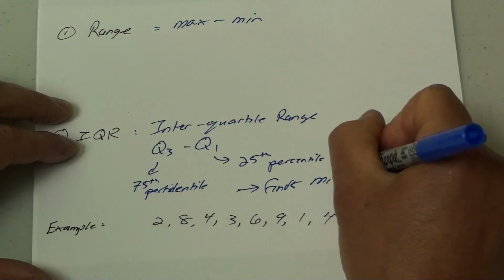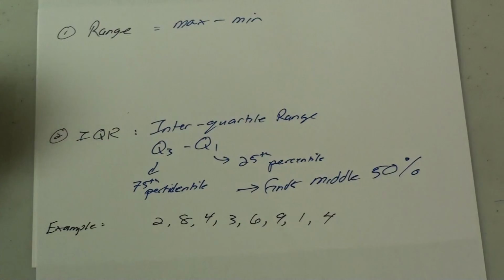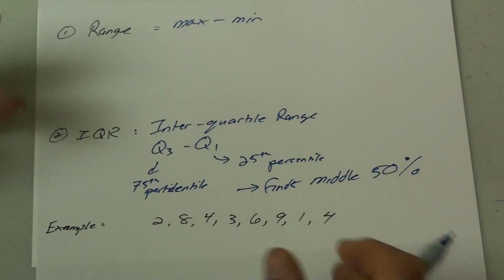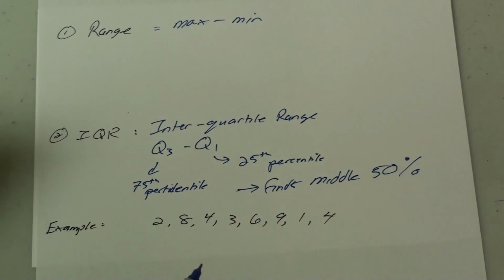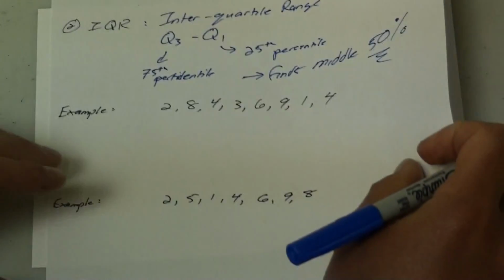And basically when I take Q3 minus Q1, what I do is I'm going to find the middle 50%. So when I know my IQR, I know where the middle 50% of your data is. Okay? So let's do a couple of examples.